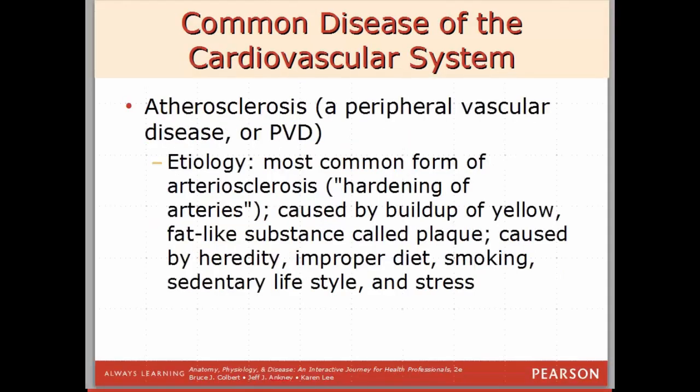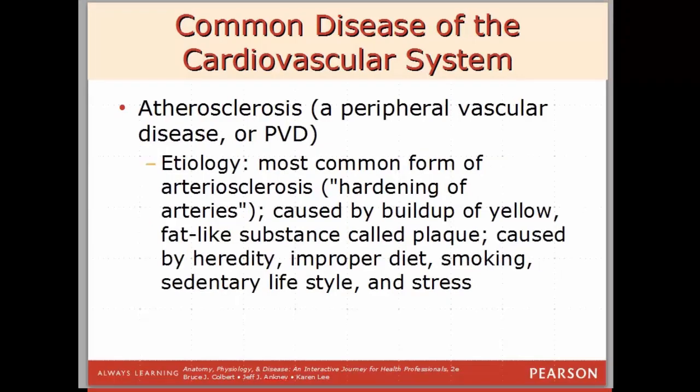Atherosclerosis is a peripheral vascular disease, or etiology. This is the most common form of arteriosclerosis. It's caused by buildup of yellow fat-like substances called plaques. This is caused by poor diet or smoking, not exercising, stress. Could be hereditary in nature also.